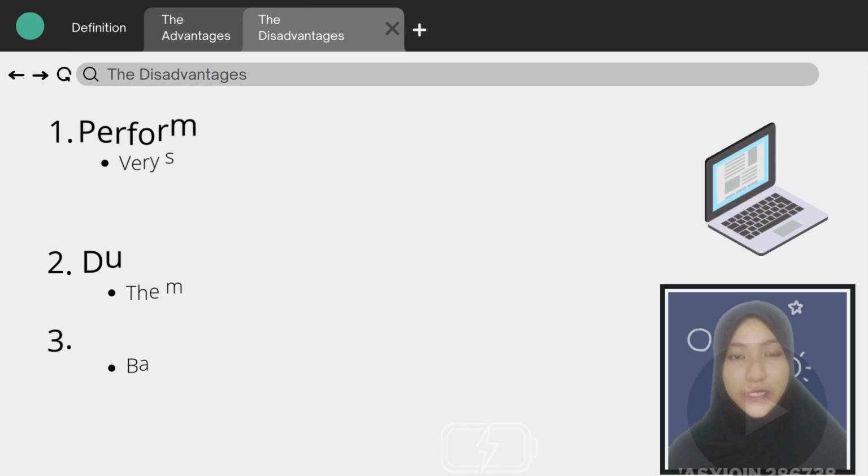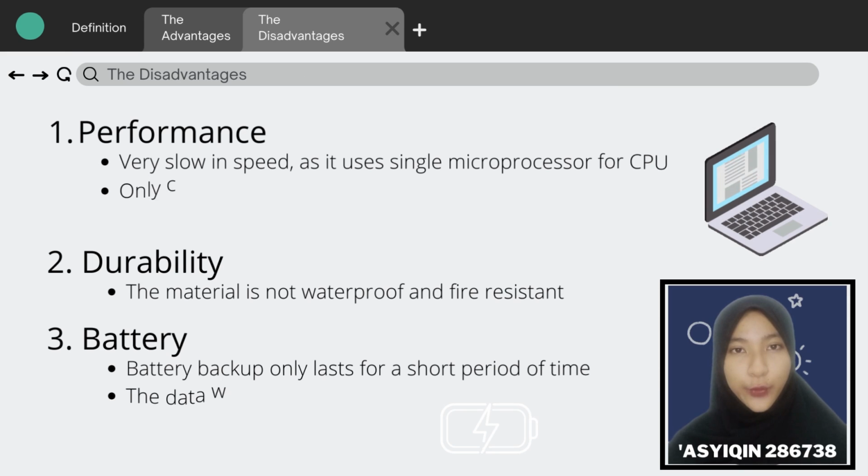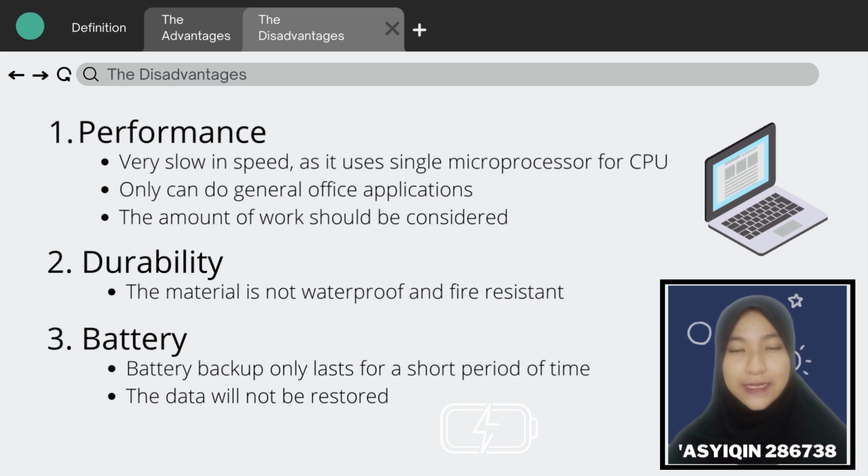First disadvantage of microcomputers is performance. Compared to a minicomputer, microcomputers' performance is very slow in speed as it uses a single microprocessor for CPU. Besides, microcomputer was built to fulfill the purpose in education and entertainment. The burden of works for microcomputer can be considered disadvantageous for it.